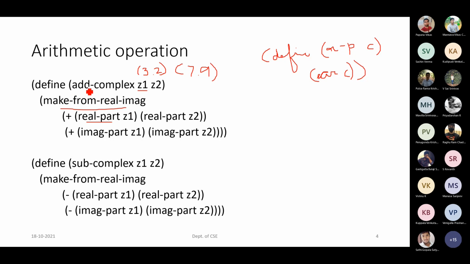Instead of make from real imaginary, we can put it as cons. That is what you mean, ma'am? We are constructing, like cons. Yeah, you can make use of cons. That is not an issue.